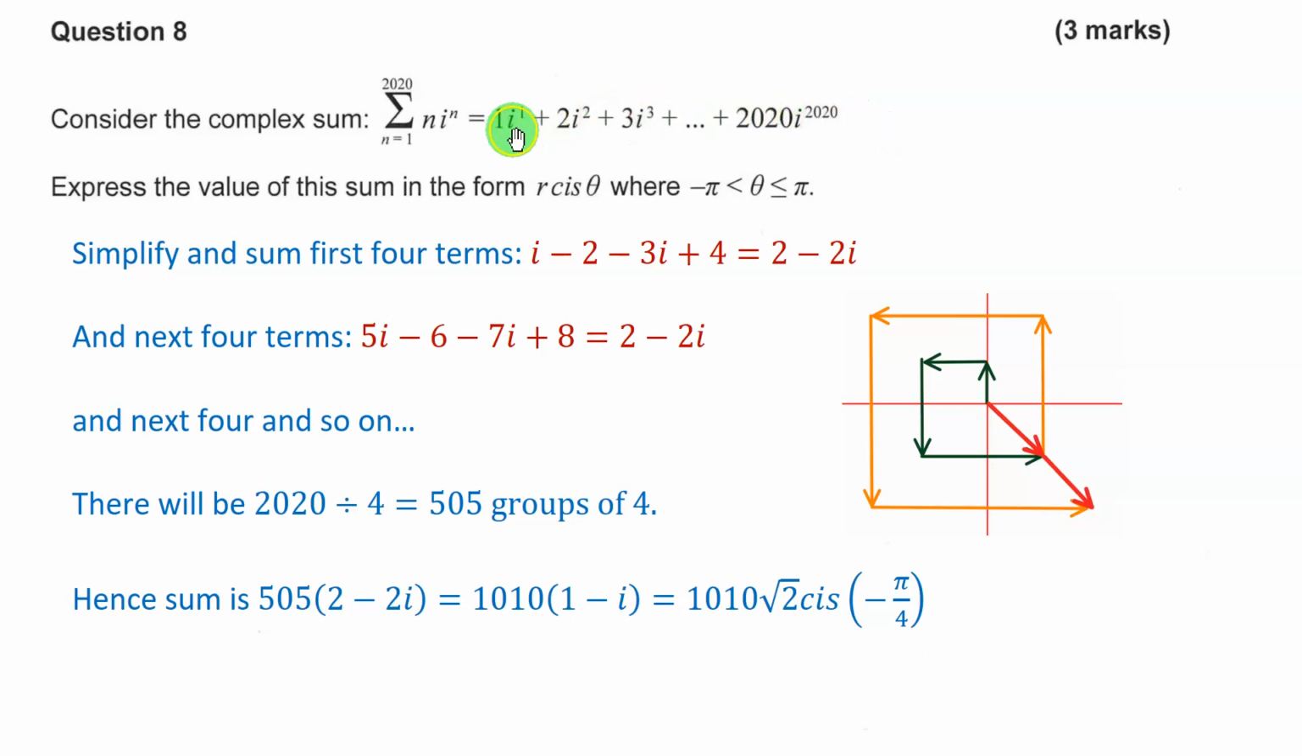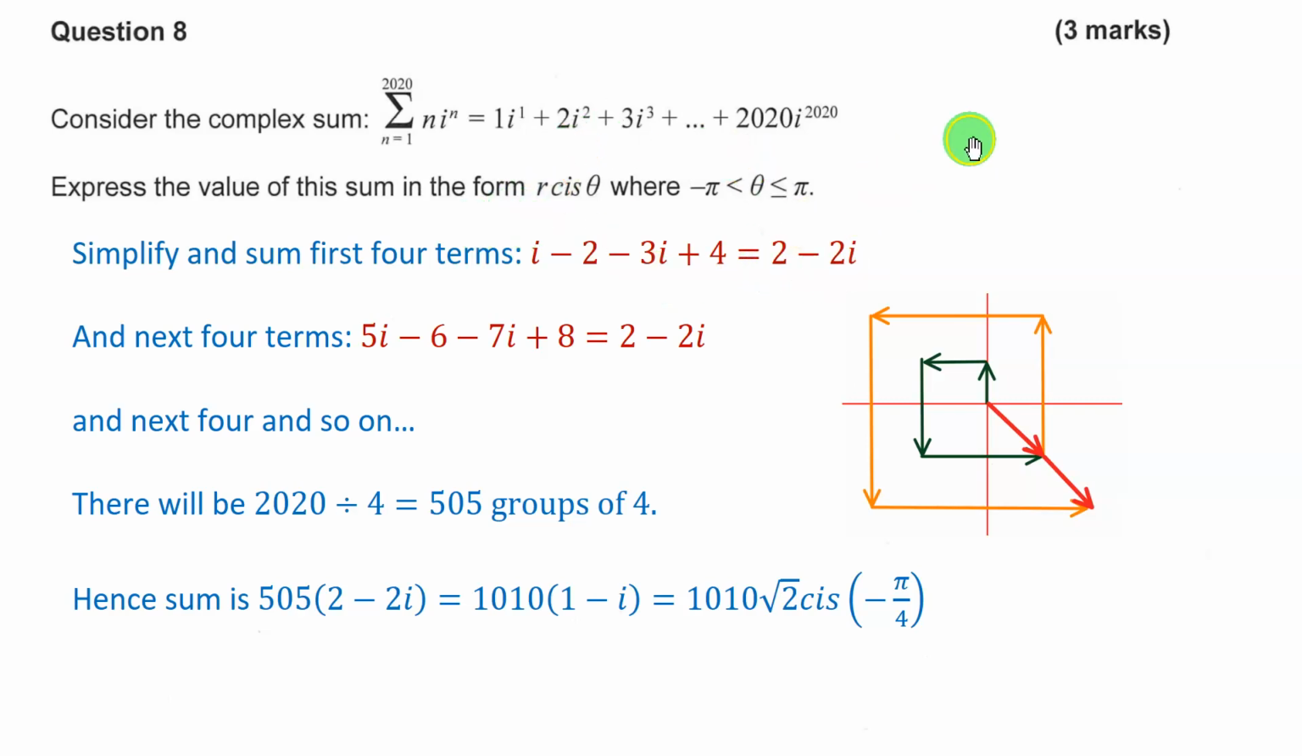Really, on this one, it's a good idea to simplify a few terms where you're wondering how to go about this. Obviously, we don't have a calculator to just plug it in. So when we start simplifying, 1i to the 1 is i, 2i squared is -2, so we get -2. i cubed is -i, so we get -3i. The next term will be 4i to the 4. i to the 4 is just 1, so we've got a 4. And you might notice if we add this lot up, we get 2 minus 2i.